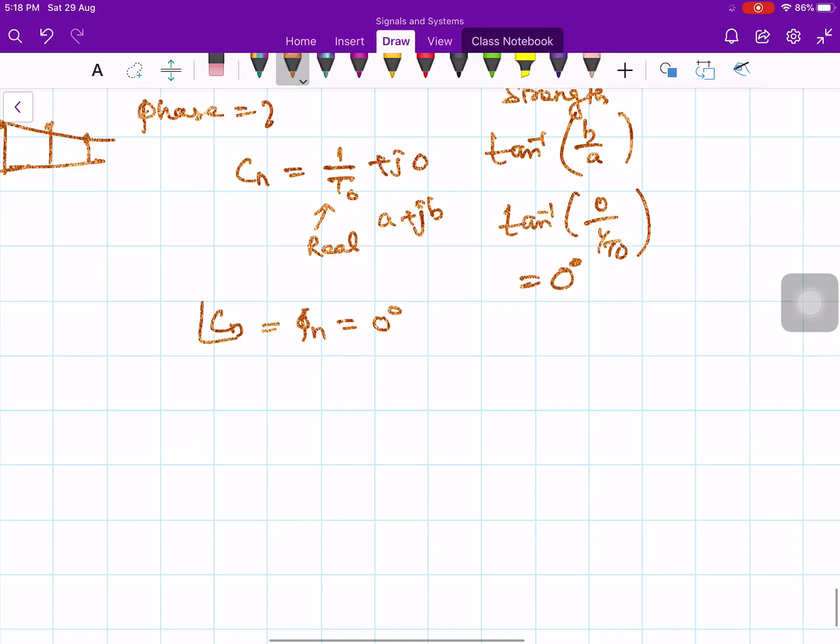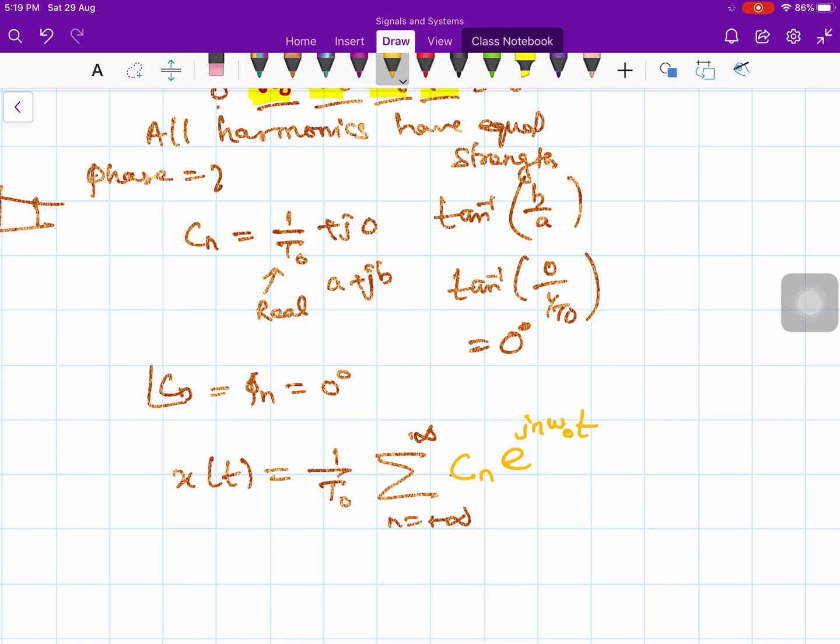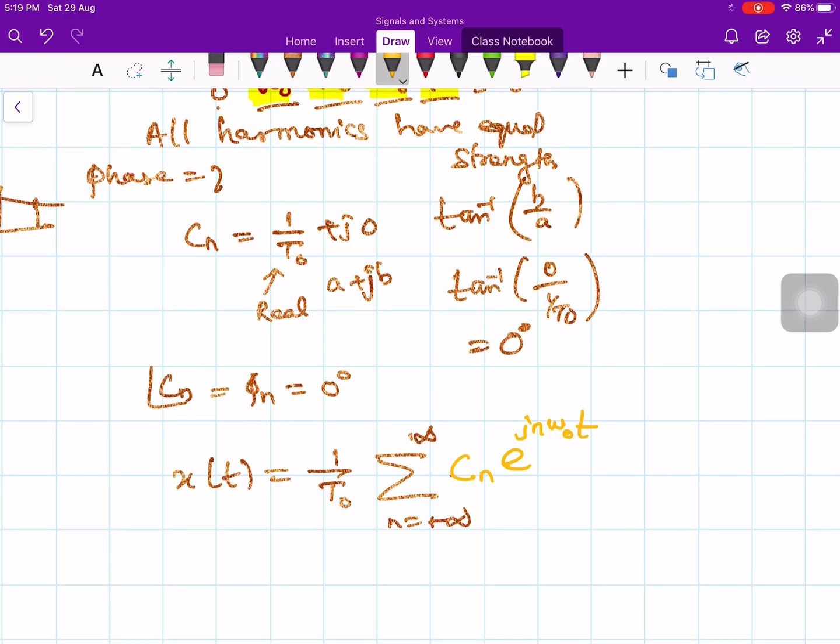Therefore, the Fourier series expansion is x of t equals, by the general formula, the sum from n equals minus infinity to plus infinity of Cn e to the j n omega naught t. What is Cn now? Cn is equal to 1 over t naught, where t naught is the displacement of t naught seconds duration. So this is 1 over t naught.